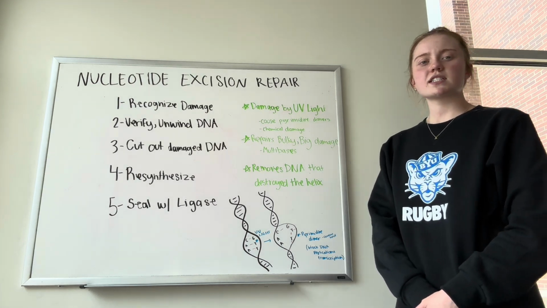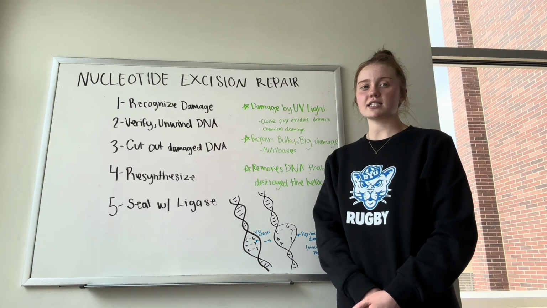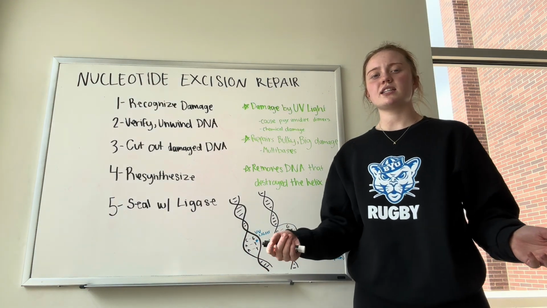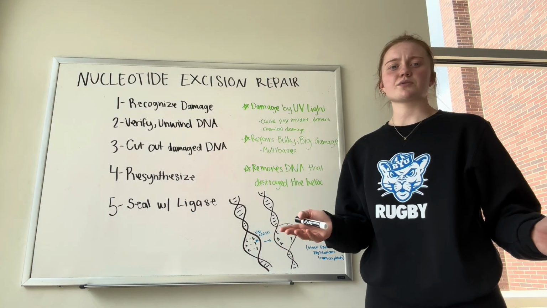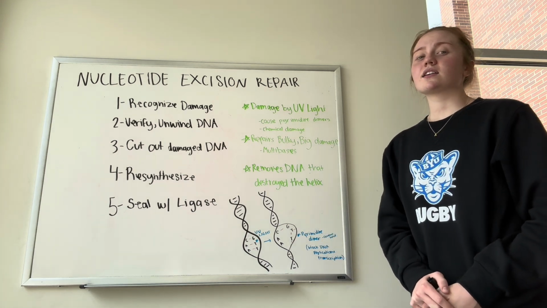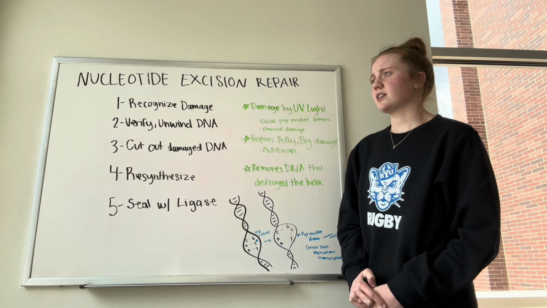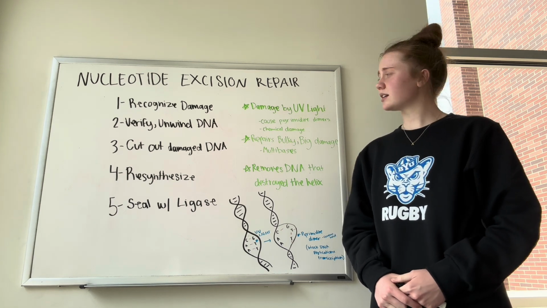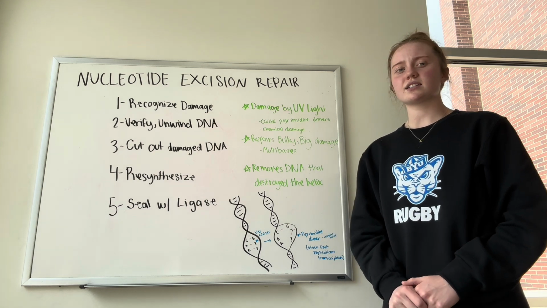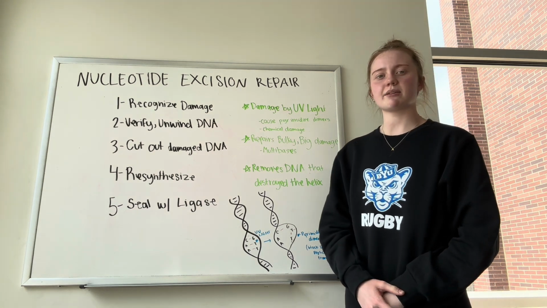The first thing that we need to know about NER is that it's used for bigger, bulkier damage, like multi-base damage caused to the DNA that has caused a disruption in the helix and just the entire replication problem. A lot of those bigger damages and problems are caused by UV light damage, which causes pyrimidine dimers, and also chemical reactions and just bigger damage to the DNA.